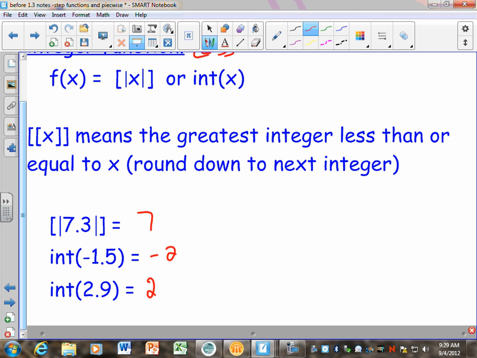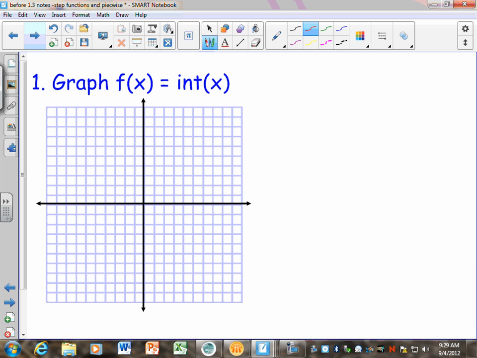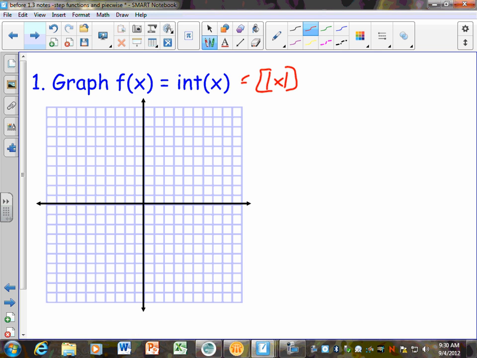Questions about what this means? Greatest integer function? Let's look at a graph. And we're just going to start basic. Of f of x equals the greatest integer of x. Or we could write it whichever way you want to do it.